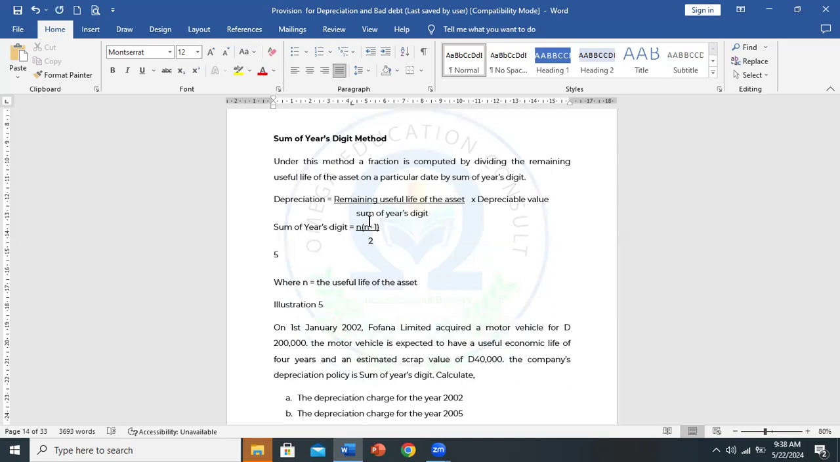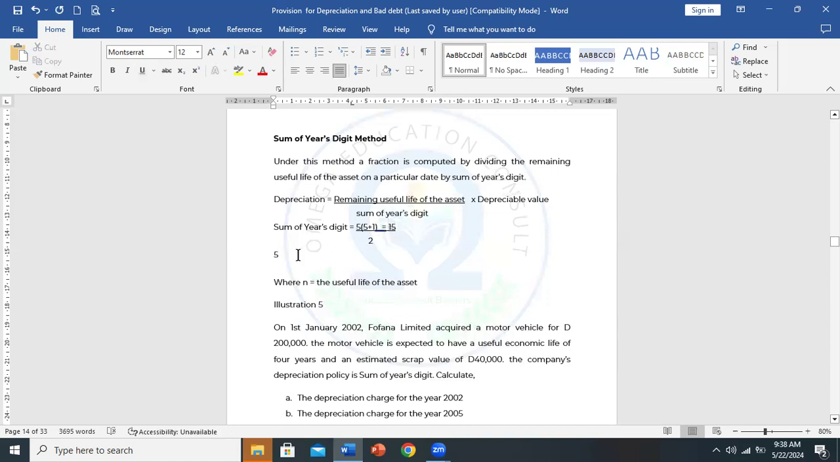If you put it in this formula, it's going to be 5 outside the bracket, 5 plus 1. And that should be 5 plus 1 is 6, times 5 is 30, divided by 2. The answer is 15. So the sum of years for an asset with a useful life of 5 years is 15.